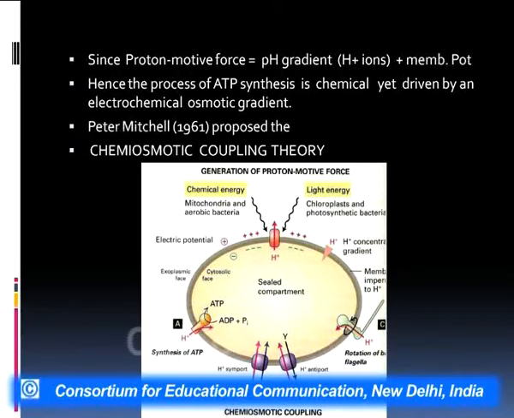but later it turned out to be true, and this is one of the most important discoveries in the whole chapter of respiration. As we can see in the diagram, there is a sealed compartment of the matrix, and the protons go out into the outer membrane space, accumulate there, creating a proton gradient, and ultimately go through the proton channels, generating ATP. So, this is the basic idea of chemiosmotic coupling.